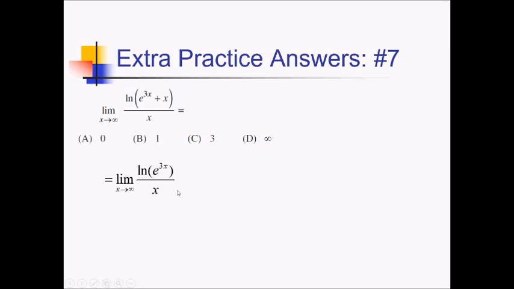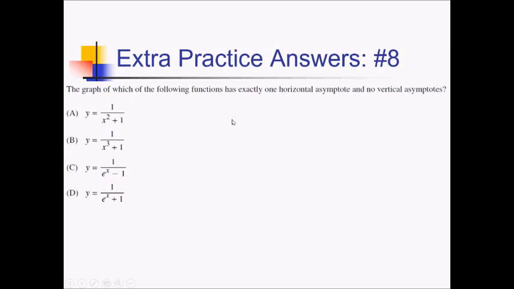All right, we can go a little bit further now. ln and e are going to cancel out, leaving us with just 3x in the numerator, and then we can cancel out the x's to leave us with just a limit of 3. So that's choice C.